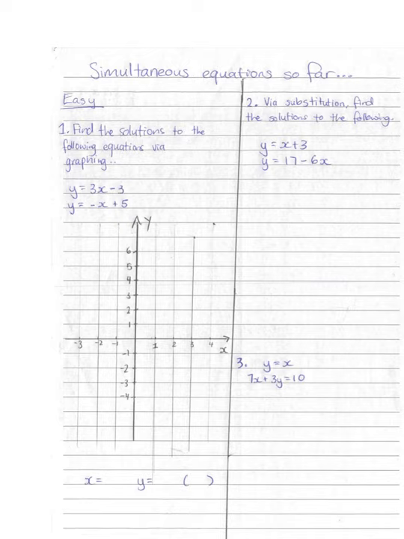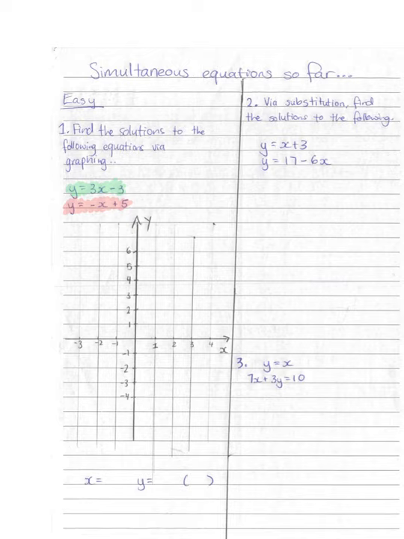Okay, so with simultaneous equations, guys, we're trying to find a solution for x and y. Okay, via graphing, that's pretty much the point. If we graph both of these lines, okay, so we've got y equals 3x minus 3, and then we've got y equals negative x plus 5. If I graph both of those, if they cross over, it means that they have a solution for x and y, and it's the point where they cross over.